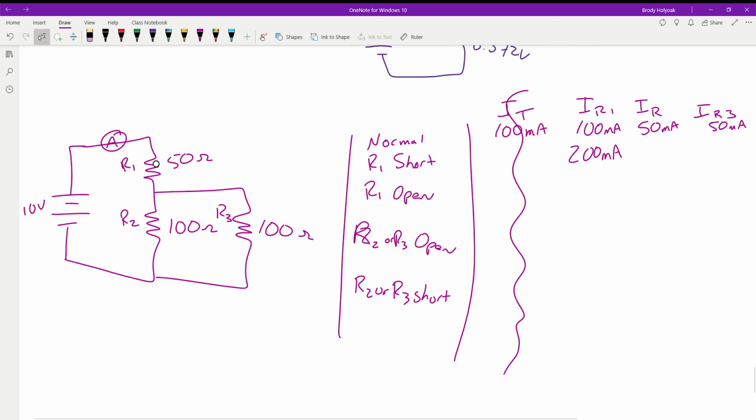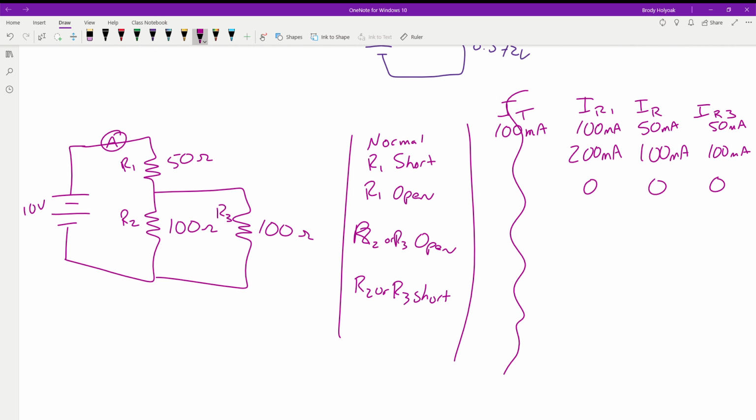Okay? How much current do we have going through R2 and R3? 100 each. This is why I chose these values, so we could just do it real quick. Okay? If R1 is open, how much current is going through R1? 0. It's open. Only voltage. So we're going to have 0 across the board.